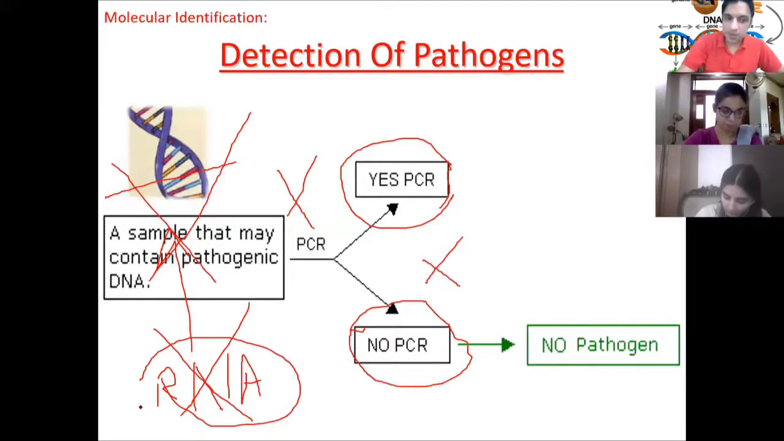Even if the person is carrying the virus, if it is not executed in a skillful way, you might give them a false negative. You might tell them that there is no virus in the person, and that is a huge, huge trouble.